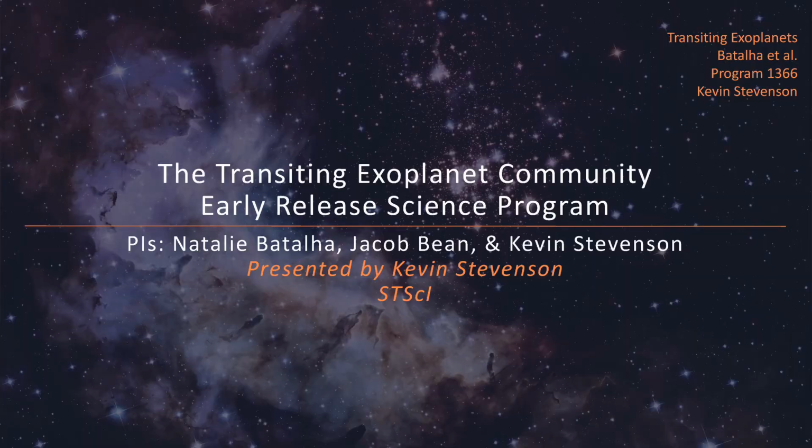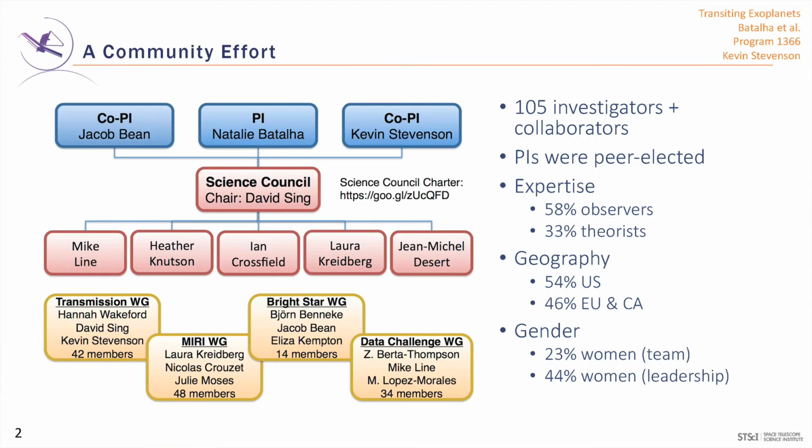Okay, my name is Kevin Stevenson. I'm here on behalf of not only the transiting exoplanet community that submitted the proposal, but hopefully the entire exoplanet community itself. And I'll talk a little bit more about that at the end. This really was a community effort on behalf of the Transiting Exoplanet group. We had over 100 investigators and collaborators on this program. It was headed up by Natalie Batalha as PI, and Jacob Bean and myself were both co-PIs.